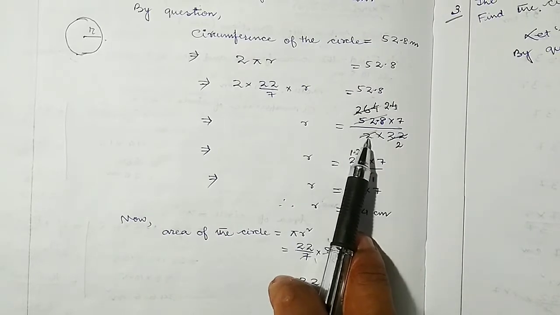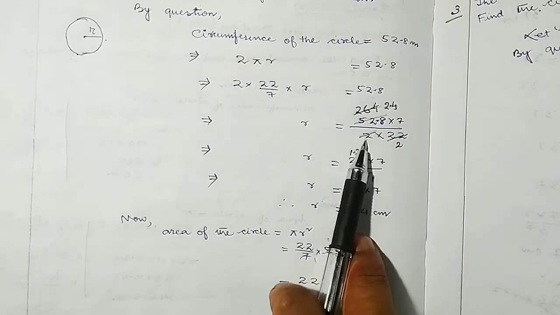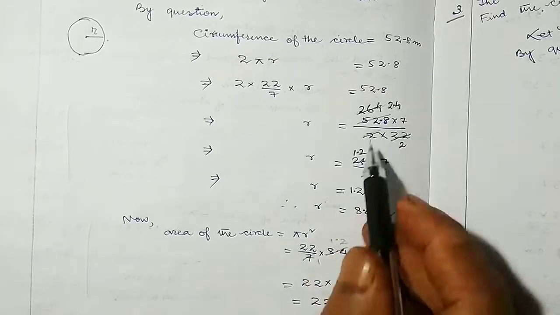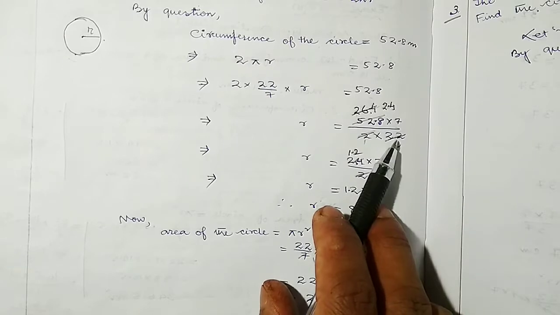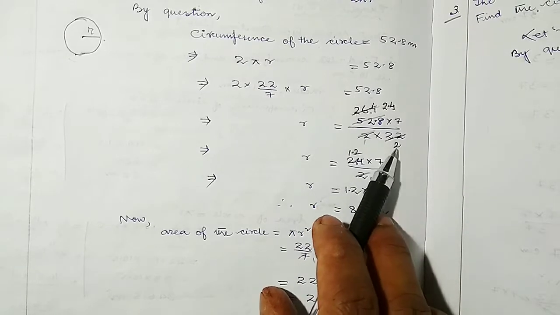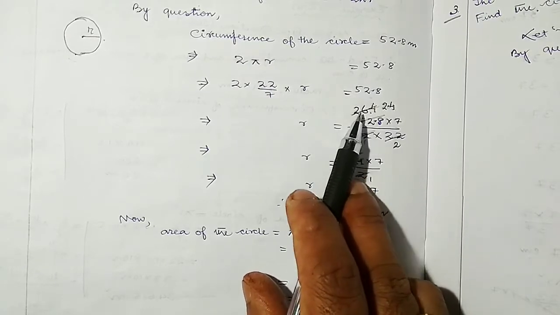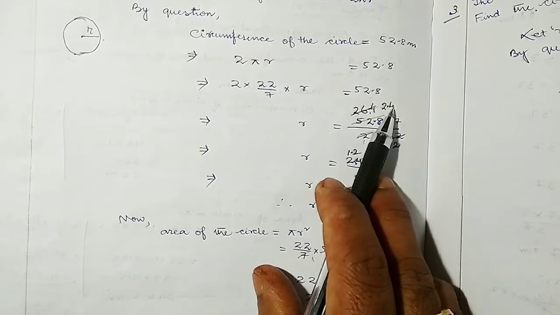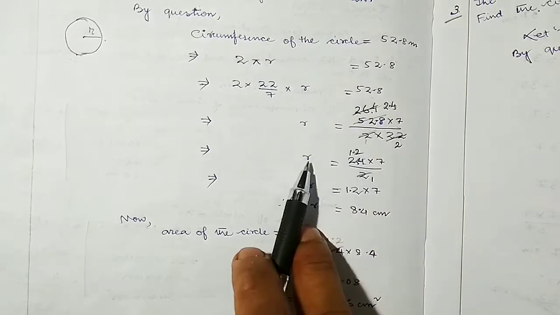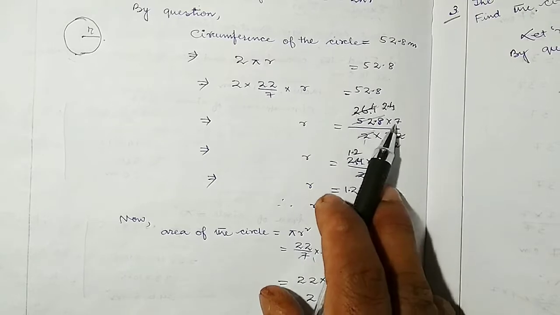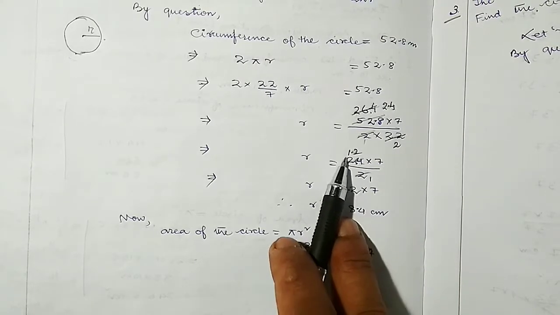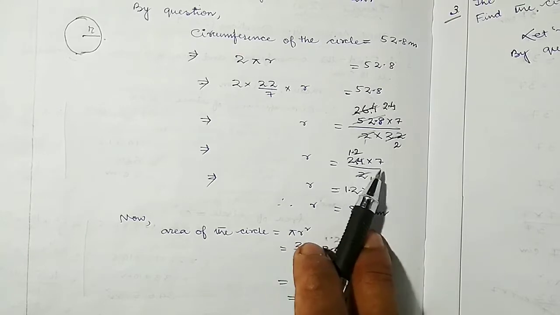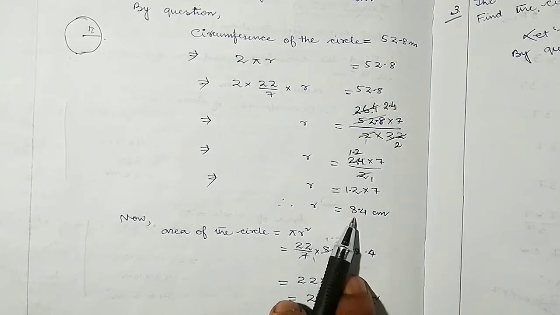Now in the first step what we have done, 52.8 is cancelled with 2, we got 26.4. Okay, now 26.4 and 22 can be cancelled by 11. 11 2 ja 22, 11 2 ja 22, 44, so it will be 4. So we got r equals to 2.4 into 7 by 2. Now 2.4 can be cancelled by 2, we got 1.2 into 7, and 1.2 into 7 will give you 8.4.